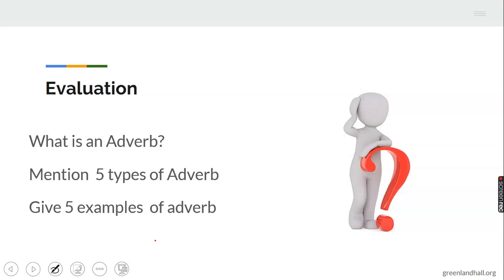Good. Now let's mention 5 types of adverb. 5 types, okay: of reason, of degree, of manner, of time, of place. Okay, let me have some examples of adverb. You can pick them randomly. You may pick from manner, you can pick from place, you can pick from time, you can pick from degree. Just give me 5. Okay.